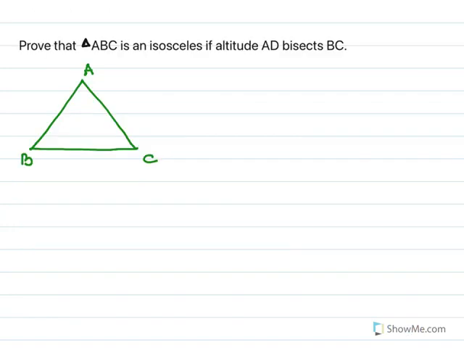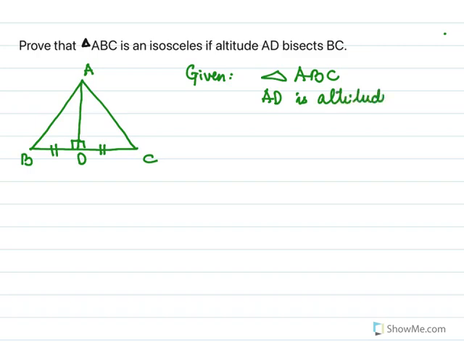Prove that triangle ABC is isosceles if the altitude AD bisects BC. So we have a triangle ABC, and in this triangle ABC, the altitude AD, this is the altitude AD, it bisects. So AD is altitude. It's got a 90 degrees at the base, and it bisects, which means BD equal to CD. Now we need to prove that triangle ABC is isosceles.